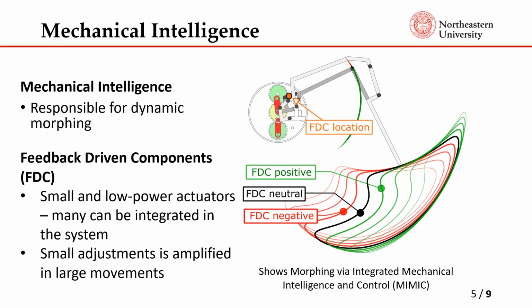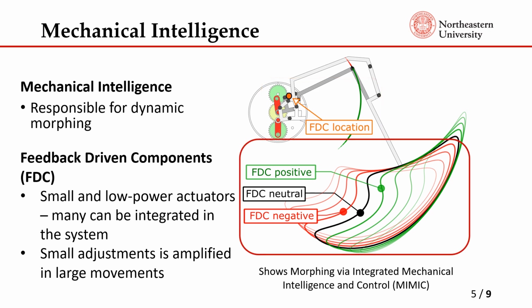Through integrated mechanical intelligence, we can generate complex motions in both wings powered by a single motor. Deviations in the wing trajectory can be introduced with tiny, low-power actuators known as feedback-driven components. FTC locations are obtained based on sensitivity analysis, evaluating the resulting flapping trajectory based on length increments of 2.5%. Small changes in highly sensitive areas can generate large changes in the resulting gaits.